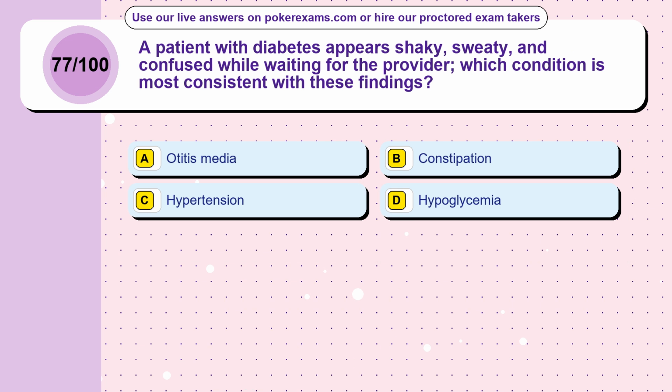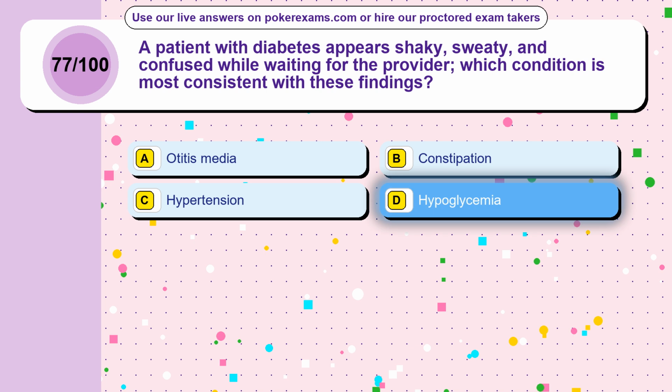Question 77. A patient with diabetes appears shaky, sweaty, and confused while waiting for the provider. Which condition is most consistent with these findings? Option A. Otitis media. Option B. Constipation. Option C. Hypertension. Option D. Hypoglycemia. The correct answer is option D.